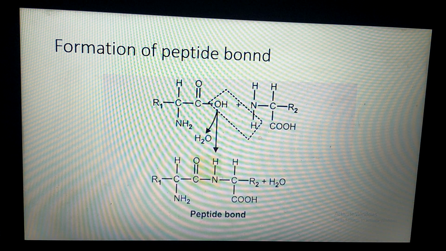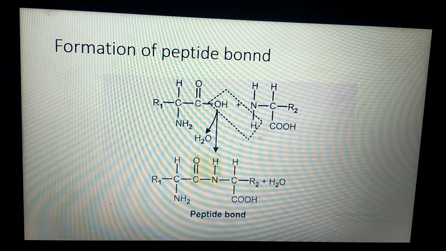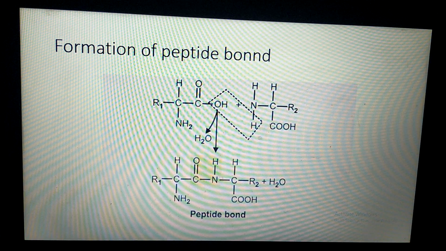So this water molecule is formed by taking the OH group from the carboxyl group and a hydrogen atom from the amino group, and these two groups combine to form the CONH bond, which is called a peptide bond. It is a covalent type of bond.